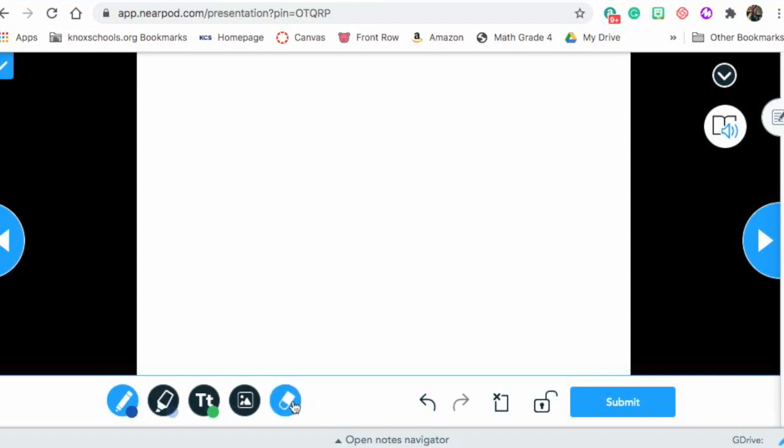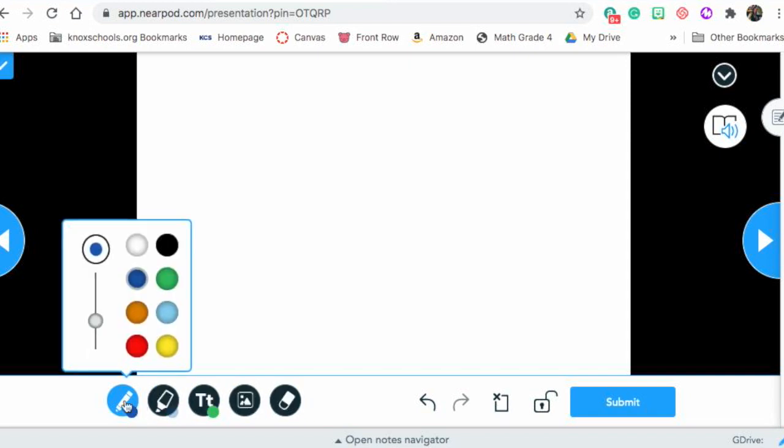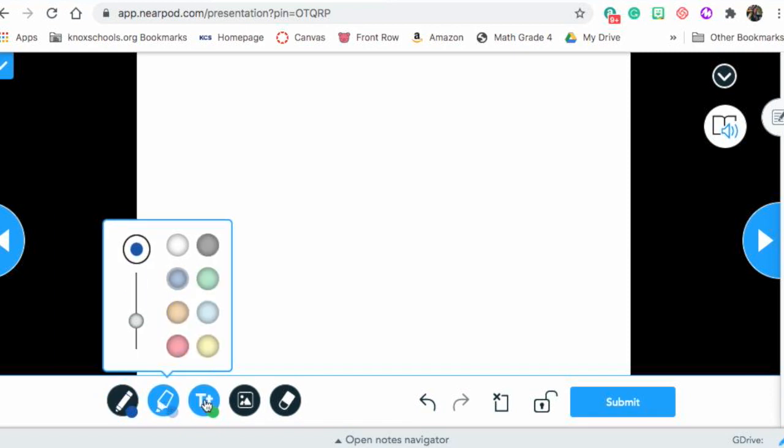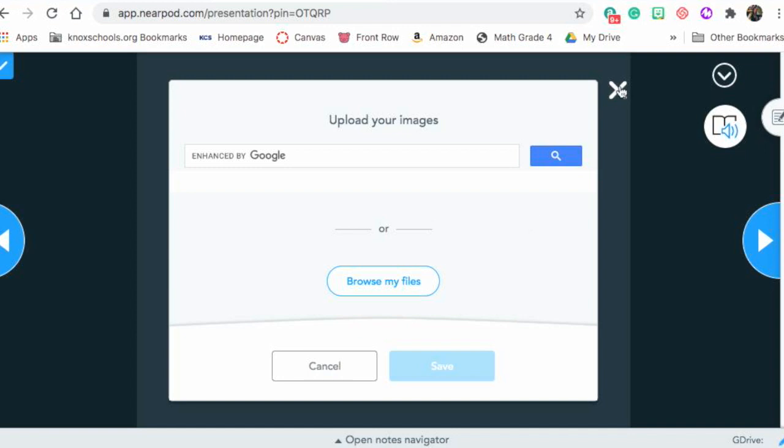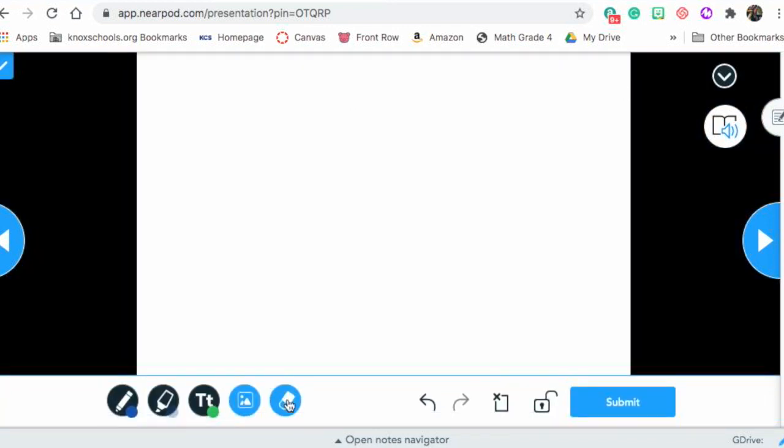Now you have some tools down here that you can use. You can use a pen, a highlighter, a text box tool, you can import an image, which we won't need for this so much, and there's an eraser. There will be things that we use that image for, just not right now with this problem.